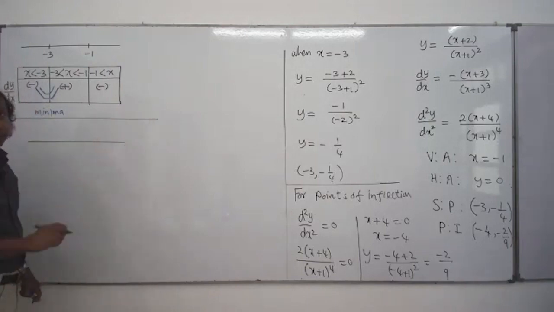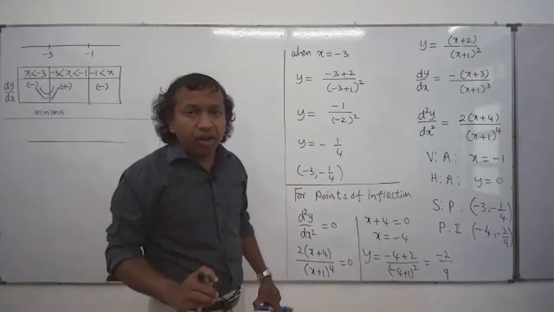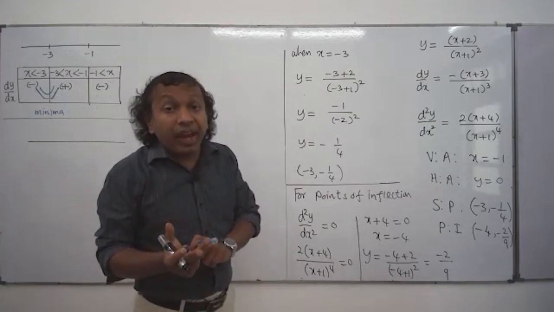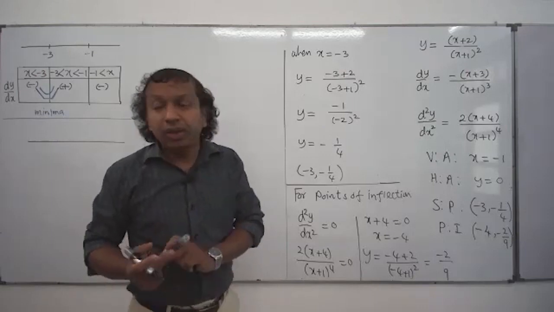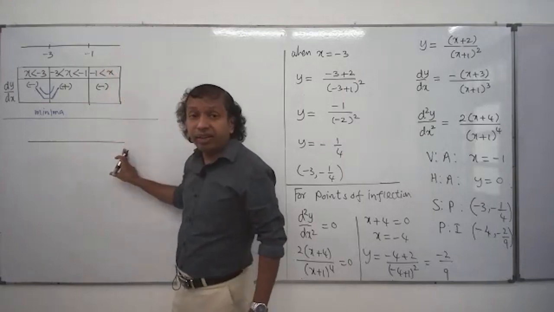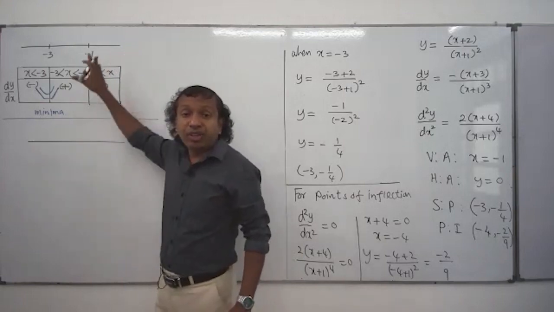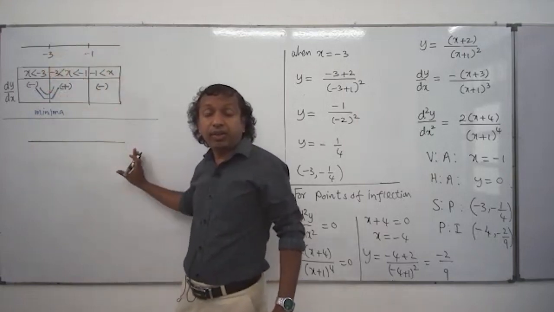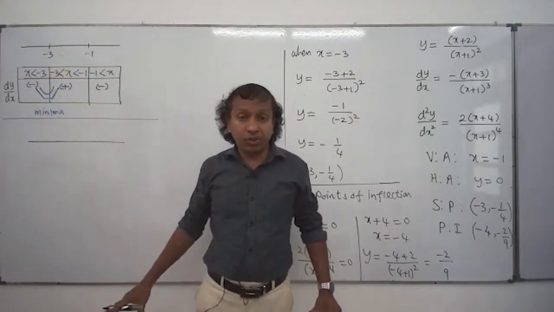On the second line, people, again we mark x values. This time the x values are the x value at the vertical asymptotes and x values where the second derivative becomes 0. First line we had what? Vertical asymptote x values. Second line, vertical asymptote x values and second derivative 0. First line, vertical asymptote x values and dy by dx 0 x values. Second line, vertical asymptotes x values and second derivative equals 0 x values.